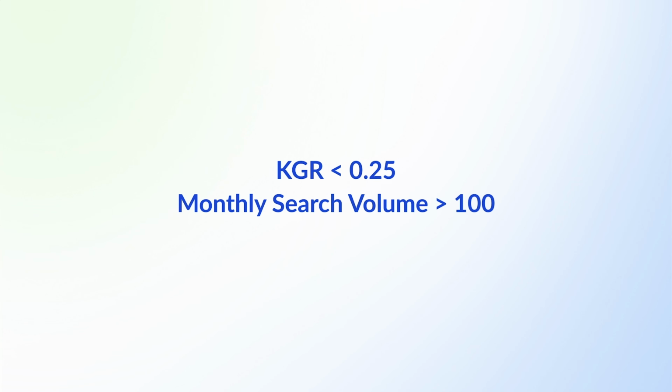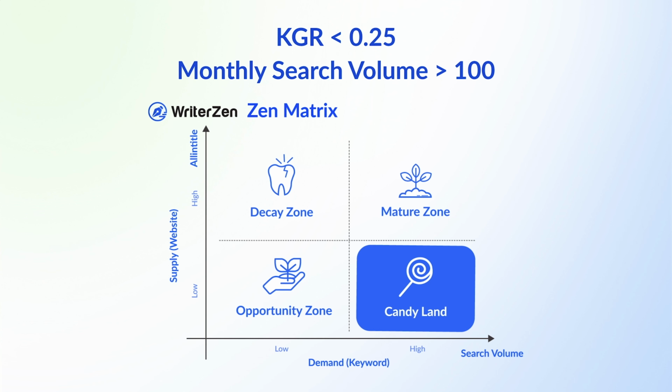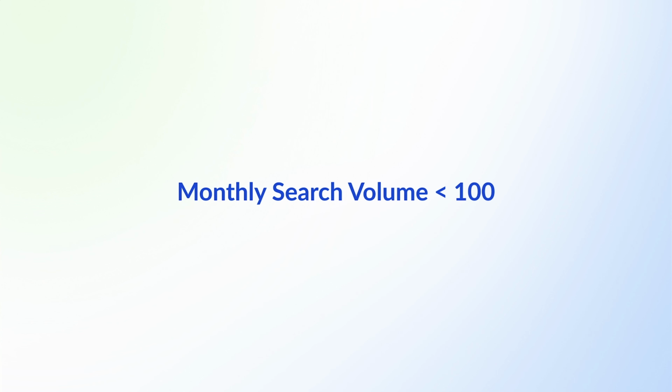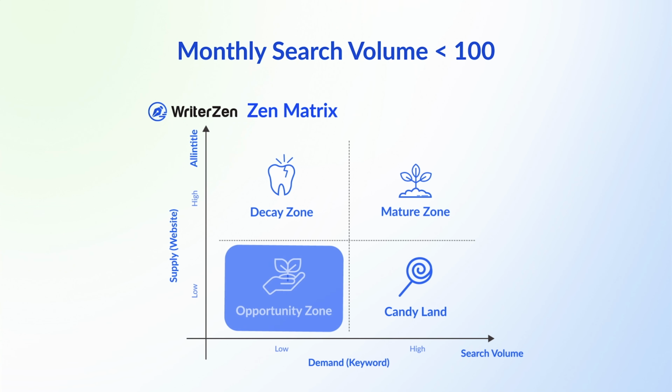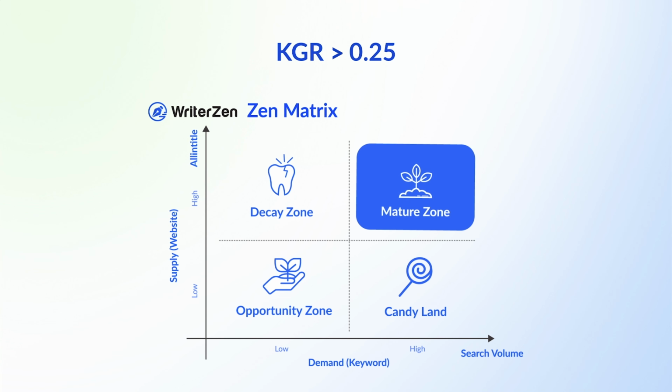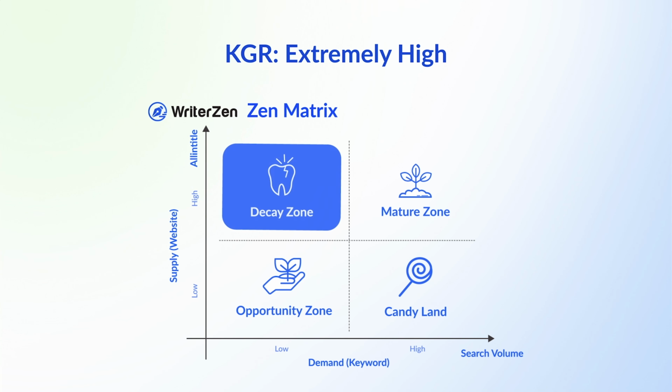Here's how you apply the keyword golden ratio to your keyword research while still working within the Zen Matrix model. If the KGR of a keyword is less than 0.25 and the monthly search volume is more than 100, it's likely that keyword belongs in the Candyland zone. If the monthly search volume is less than 100, the keyword might belong to the opportunity zone. If the KGR is more than 0.25, depending on the search volume, the keyword might belong to the mature zone. Lastly, if the KGR of a keyword is extremely high, for example more than 10, the keyword might well belong to the decay zone. Remember, we don't target keywords in this zone.